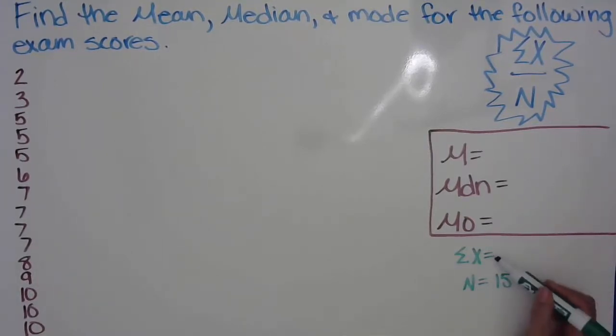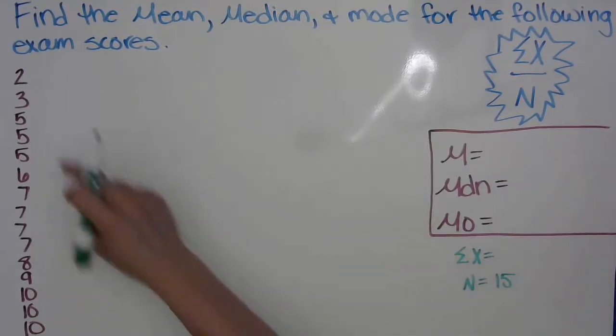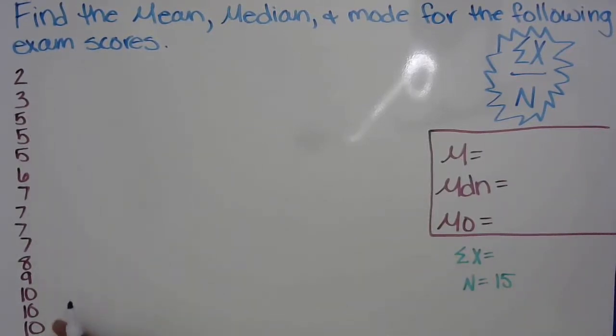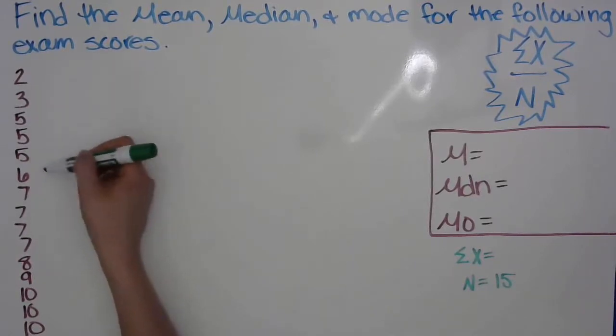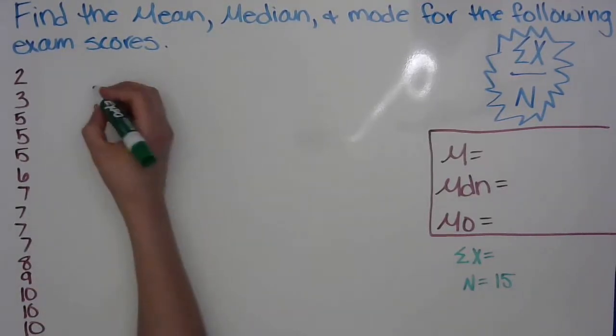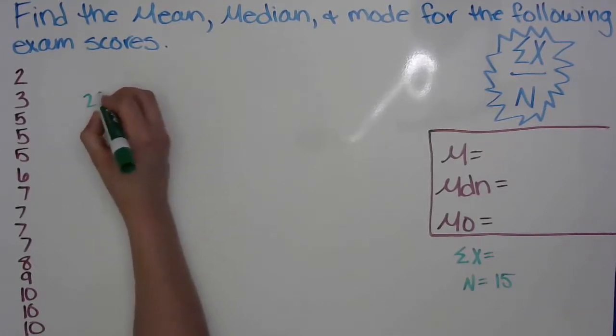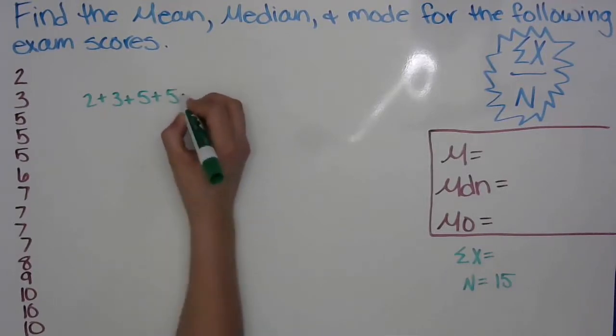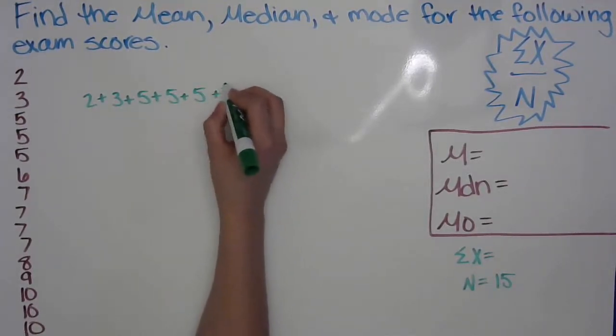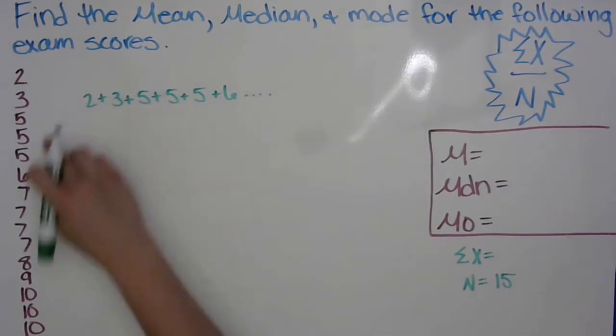Okay, so now let's find the summation of x. Each one of these numbers is an x value. It is a raw score. And this symbol here means to add up. So all we have to do is take all of these numbers and add them up. So we've got to add 2, 3, 5, 5, 5, 6, 7, and so on, all the way down the line. So we've got 2 plus 3 plus 5, 5, 5, 6, and so on, all the way down to the bottom.